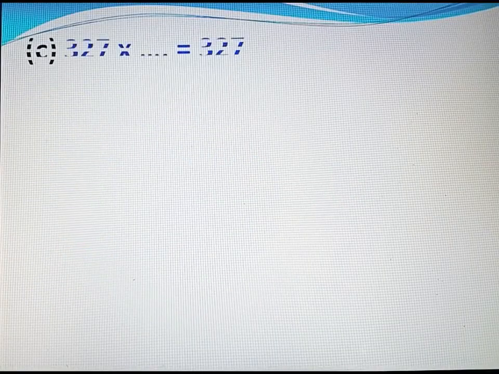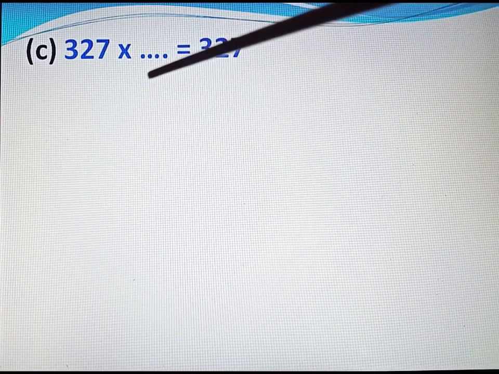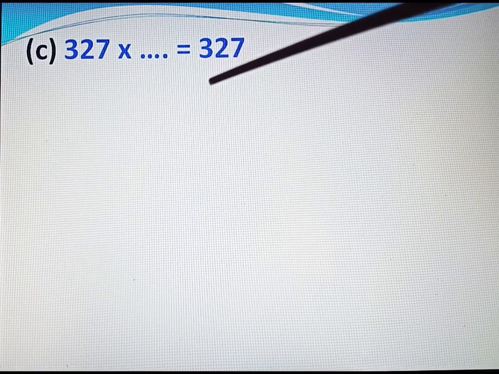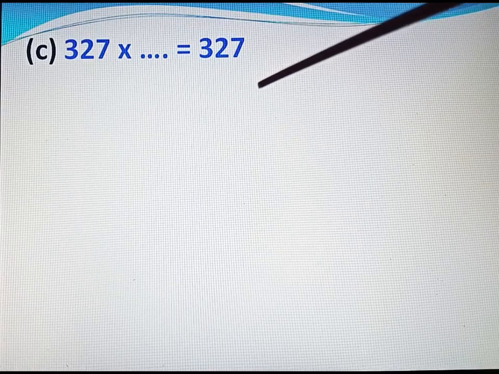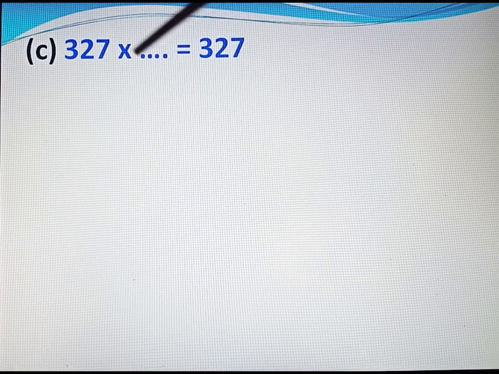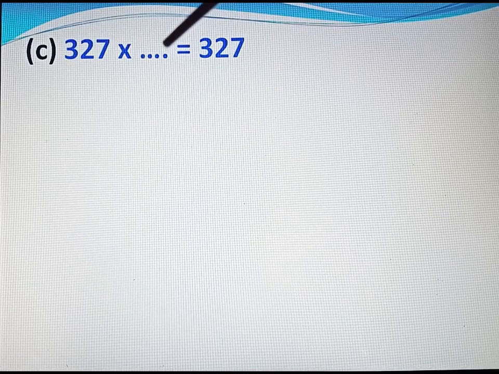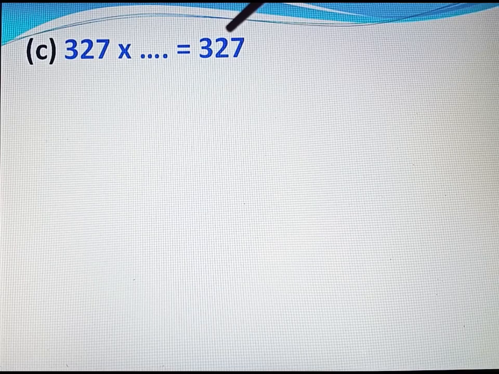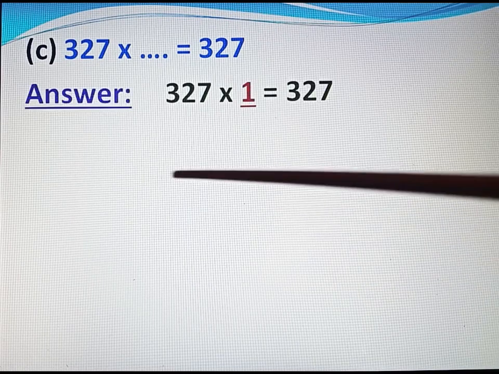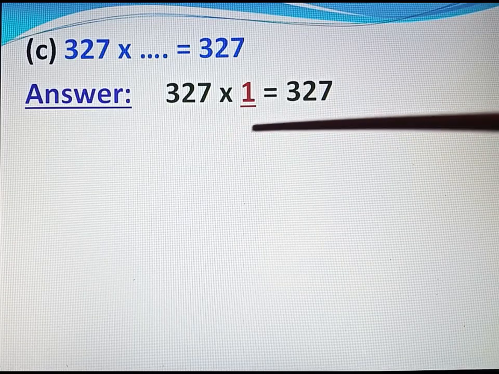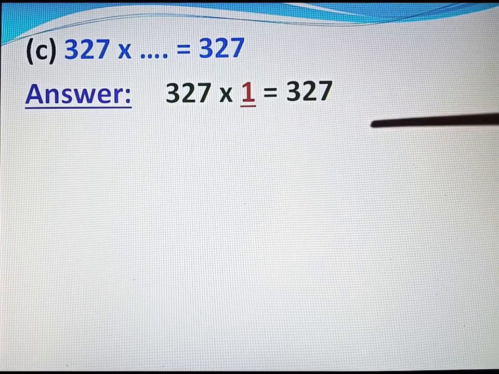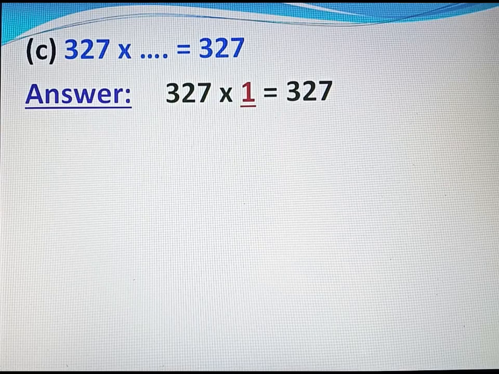Now C part: 327 multiply dash equal 327. As we have learned in property that if we multiply a number by 1, only then the product is the number itself. So answer: 327 multiply 1 equal 327. So 1 is the answer.